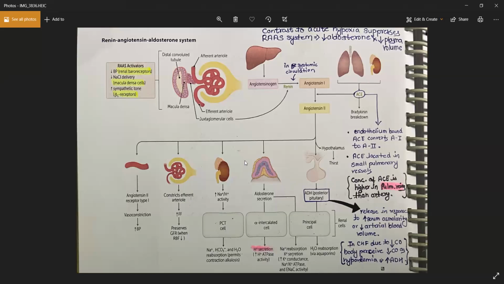It will go to your suprarenal glands, the adrenal glands, and from the adrenal glands, you have the release of aldosterone there. And does anyone remember what cell secretes the aldosterone?